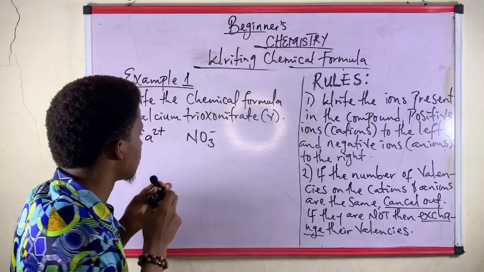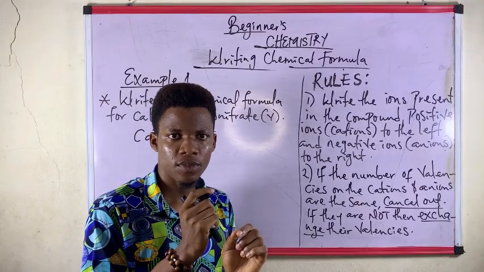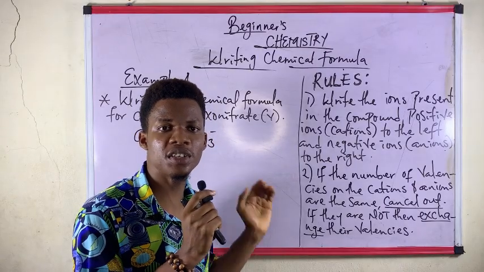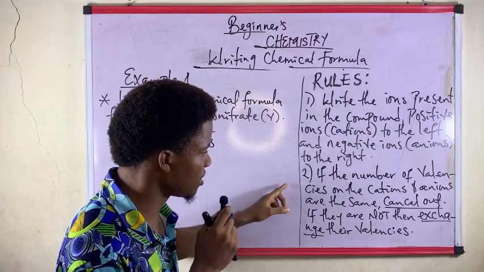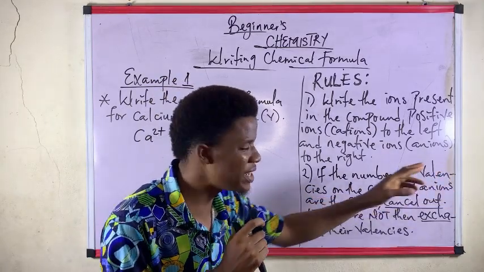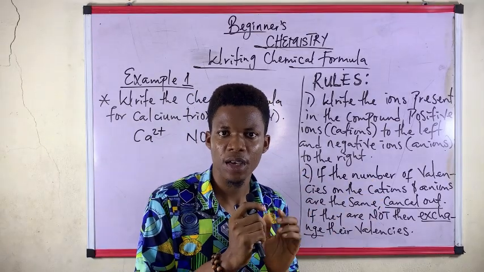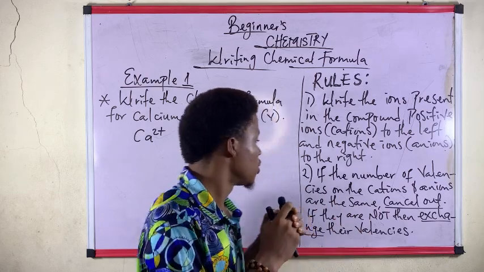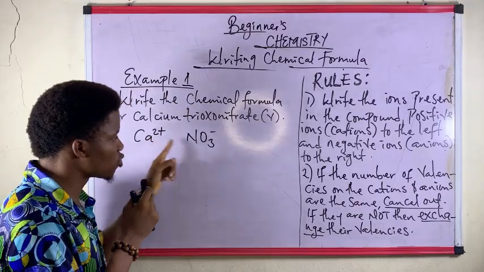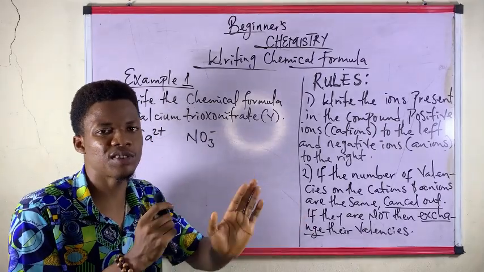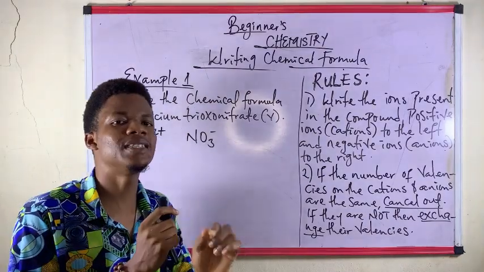No. Please pay attention. We are not looking at the charge here. We are not looking at the positive or negative. No, we are looking at the number. If the number of valencies, so it is number, not if it is positive or negative. We are looking at number. Because this is 2 and this is 1, we know that this is plus 2, this is minus 1, but remove the plus and minus. That's not our concern. What concerns us is the number. So here is 2, here is 1, so it means they are not the same.